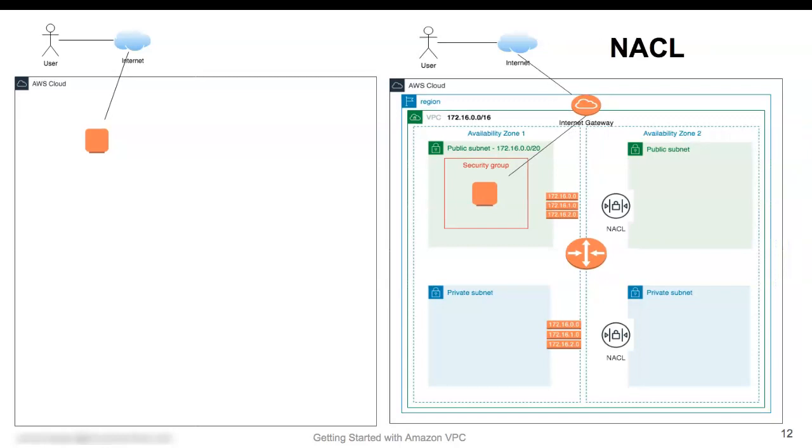Finally comes the network access control list. Now we have seen security group. Security group acts as a virtual firewall at the instance level. Network access control list is also like a virtual firewall, but it operates at the network level. So let's say you are running one more instance in this public subnet, and you have a security group associated with that instance as well.